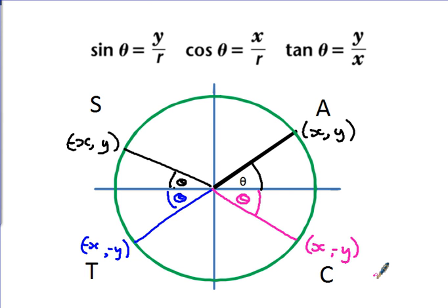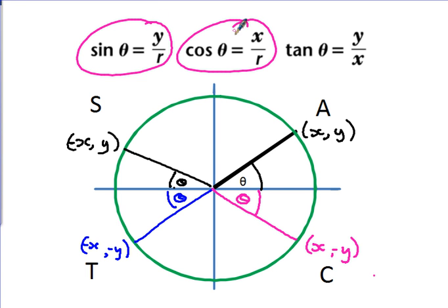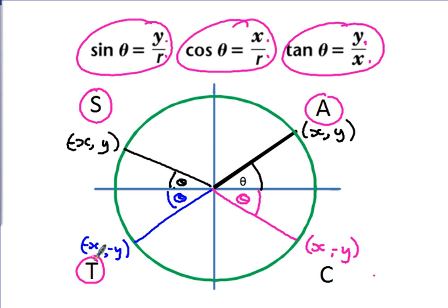Now, because sine, cos and tan are defined only involving x's and y's, that means that these four angles, although they are different with our definition, will always be using the same numbers in the trig ratios. So the trig values will all have the same kind of absolute value. The only difference is, depending on which quadrant they're in, will depend on whether they're positive or negative. And we'll look at an example just to illustrate this.